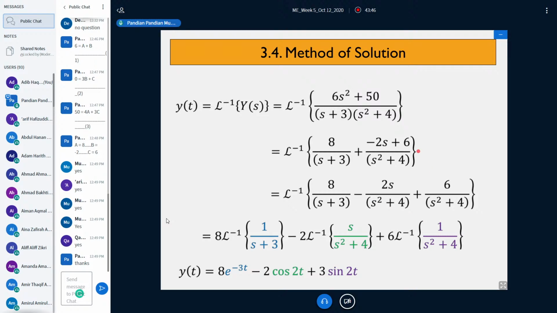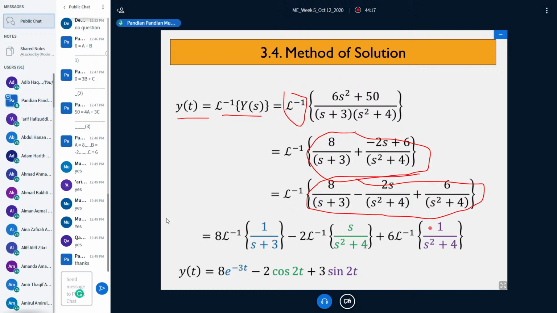So you have to do the decomposition. This one, you take inverse Laplace. Now you have to write inverse Laplace because you already changed to y(t). So y(t) is inverse Laplace of Y(s), left hand side. Left hand side is y(t) now. So inverse Laplace of 8 over s plus 3, minus 2s over s squared plus 4, plus 6 over s squared plus 4. So you have 3 decomposed fractions because we want to use the table.